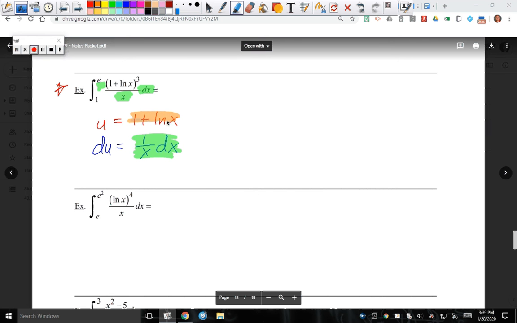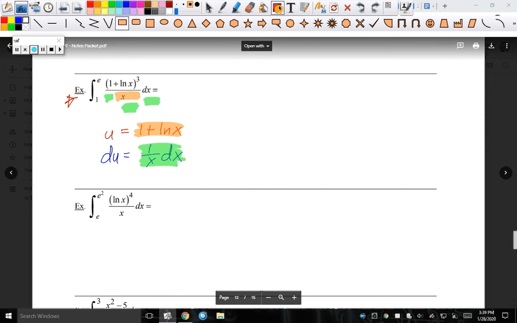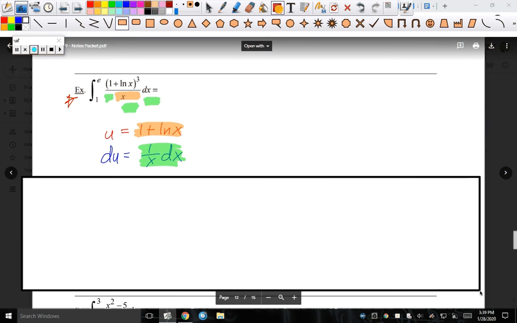X plus, or 1 plus natural log of x is all u. Wait, we've run into a problem. When we're doing the bounds, we have to change the bounds, right? So the limits of integration will now become in terms of u.